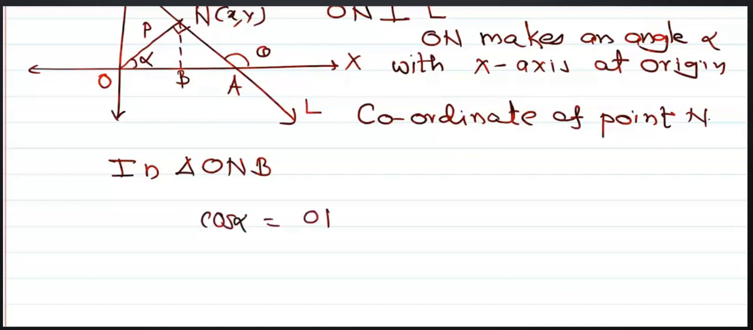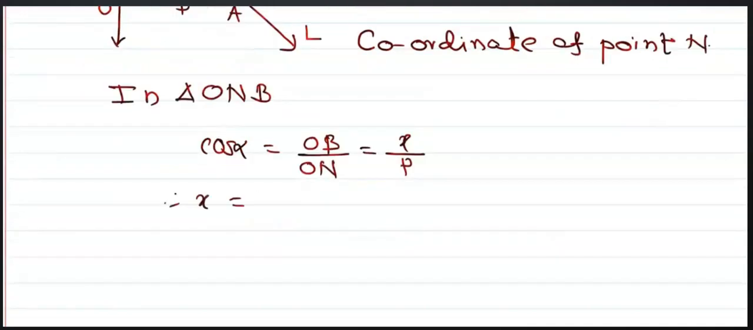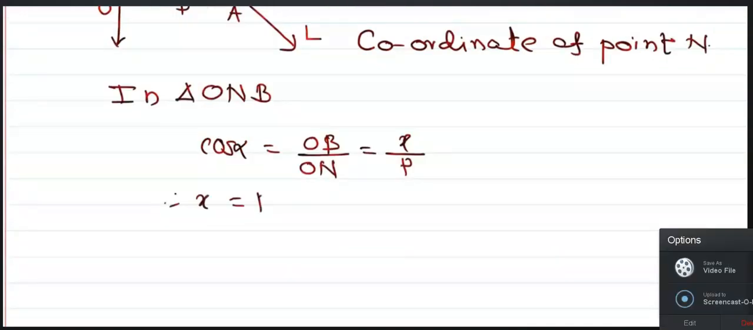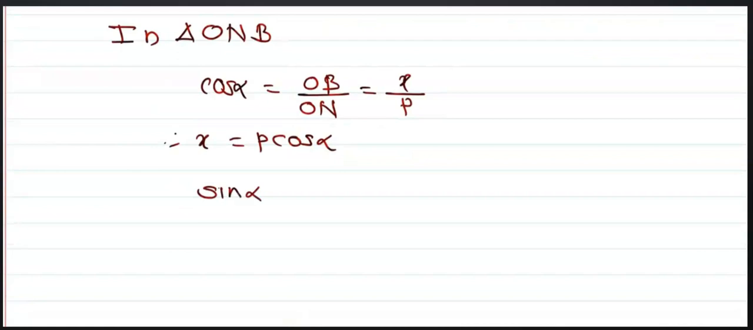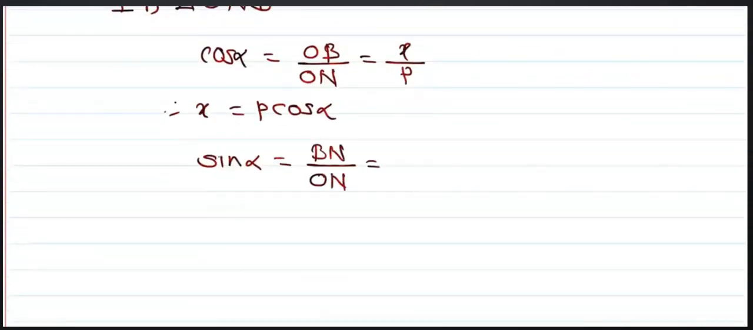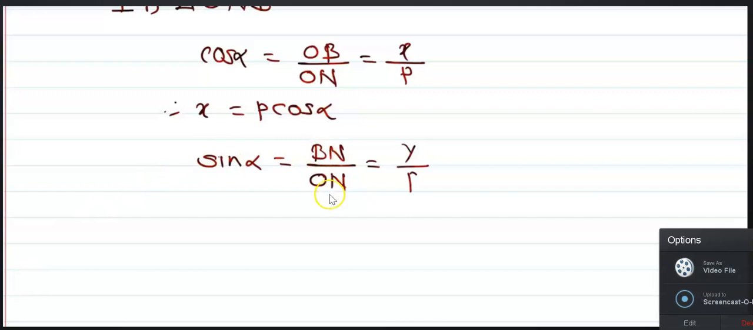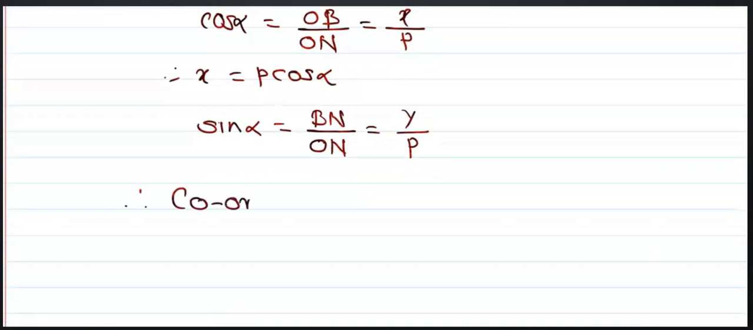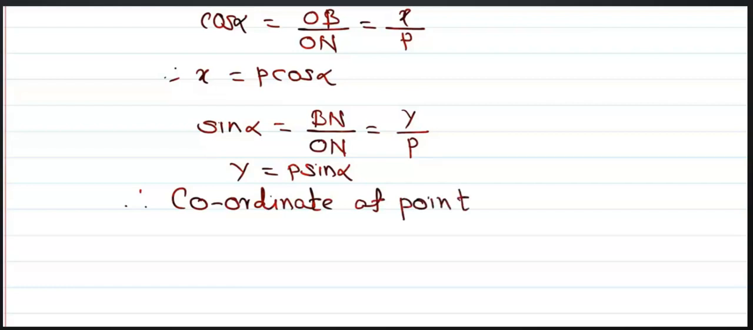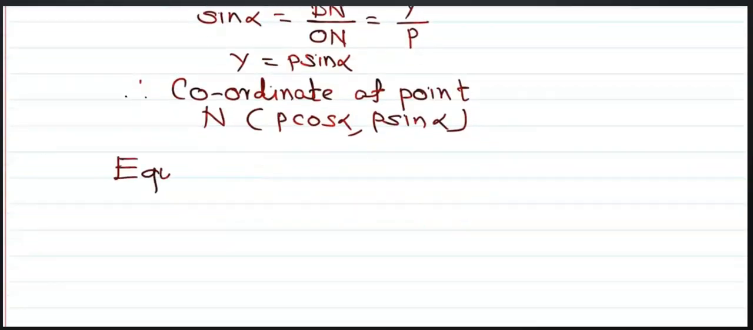That is, cos alpha is equal to OB upon ON, that is x upon p. ON is perpendicular. OB is equal to x and ON is equal to p. Therefore, x is equal to p cos alpha. And sin alpha is equal to BN upon ON, that is y upon p. Therefore, y is equal to p sin alpha. These are the coordinates of the point N, that is p cos alpha, p sin alpha.